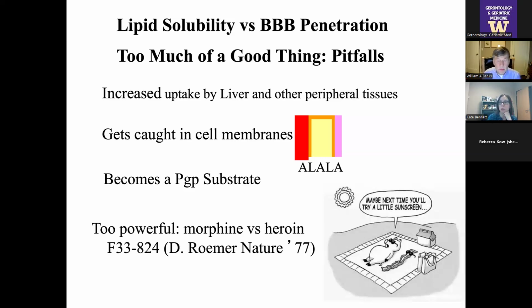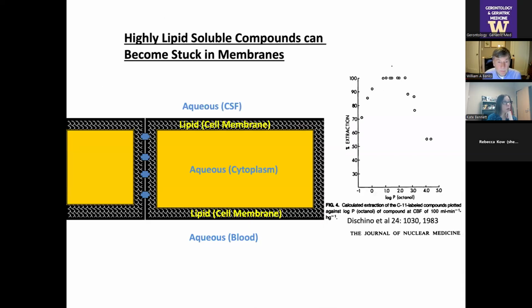And indeed, that's been repeated. There's this paper in Nature in '77 by Gayden and Romer. He fluorinated some peptides, opiate peptides, and they're so powerful that they couldn't really be used clinically. And fluorination is one way to make something more lipid soluble. So again, you can get stuck in the membrane.